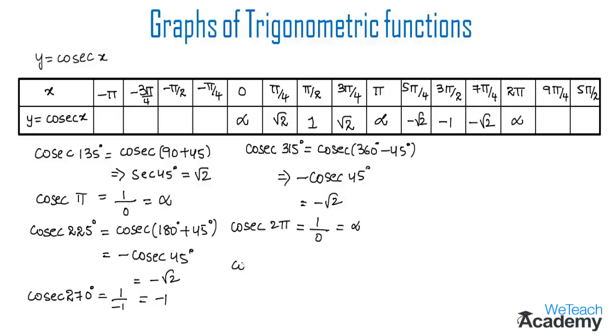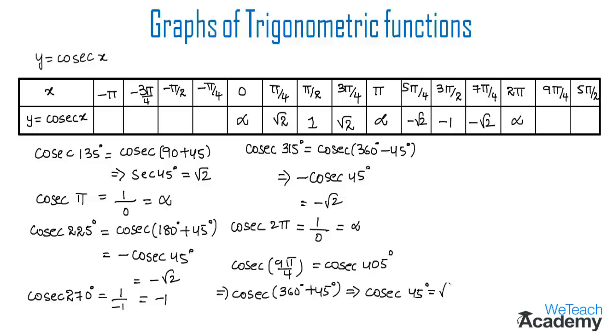And then 9 pi by 4. So cosecant 9 pi by 4 will be equal to cosecant 405 degrees. So that implies we can write this in the form of cosecant 360 plus 45 degrees, which is equal to cosecant 45 degrees. And the value of cosecant 45 is root 2. So here we get root 2 at x equal to 9 pi by 4.